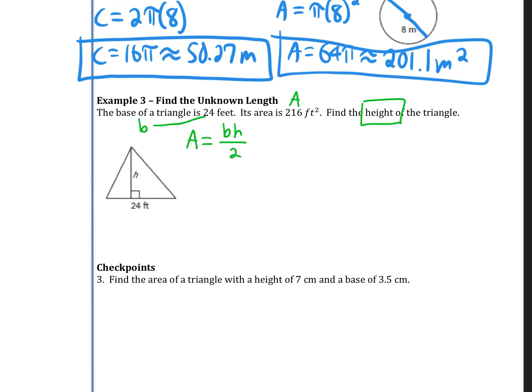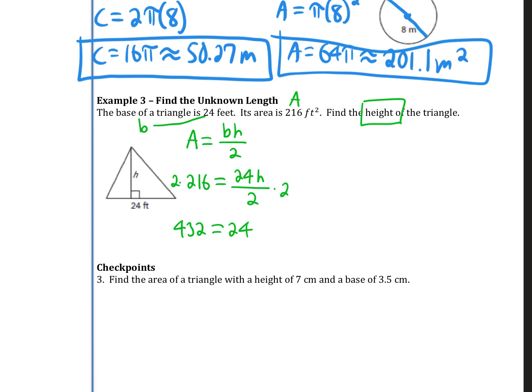So I'm going to plug in what I know. I know the area is 216. So I'm going to do 216 equals the base, which is 24, times the height we don't know, all over 2. This one's a little bit different than looking for the area. We're looking for a different measure, the base, the height, or something different. Now how do we solve for h? Well, we want to get rid of that dividing by 2 by multiplying by 2, which gives 432 equals 24h.